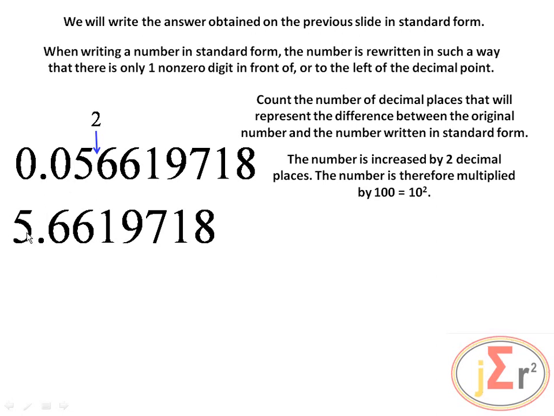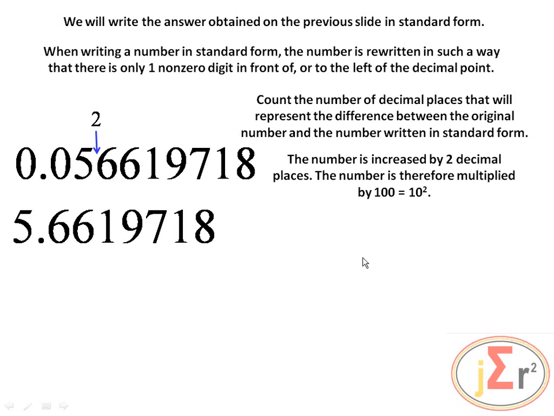And the increase is related to the number of decimal places that differentiates this number from this one. The number of decimal places will be 2. So the difference between these two is 2 places of decimal, and this represents an increase over this one by 2 places of decimal.